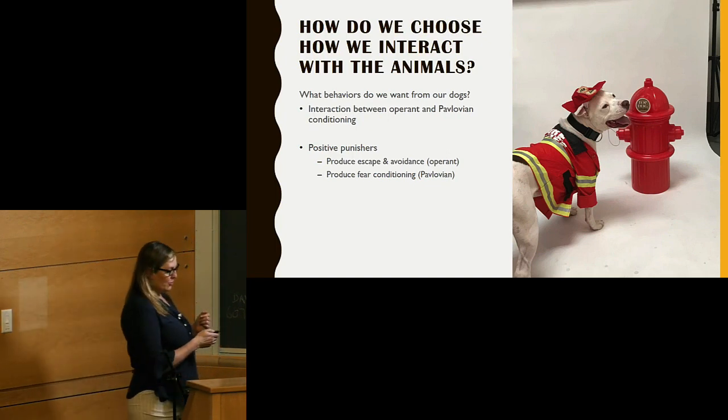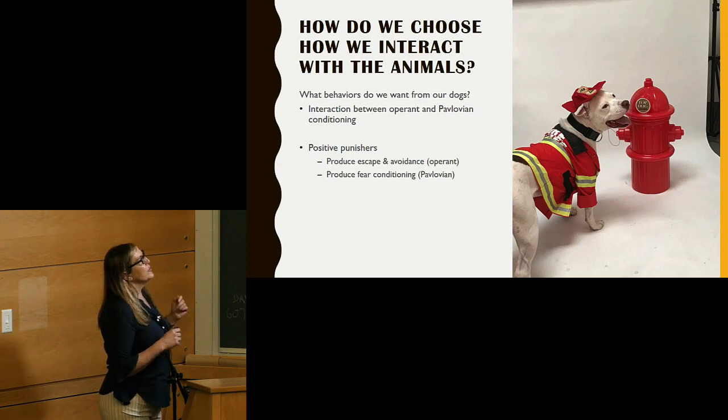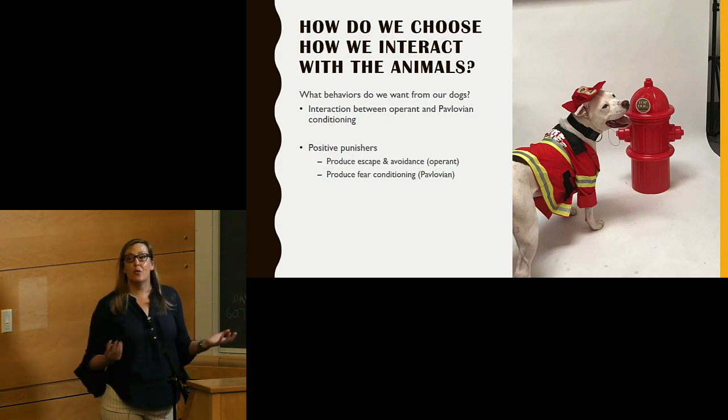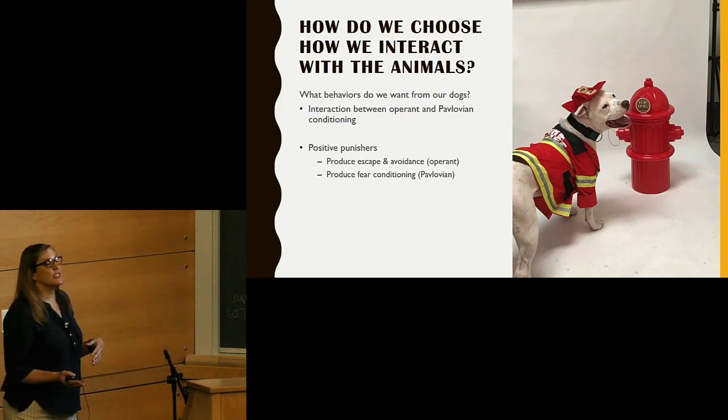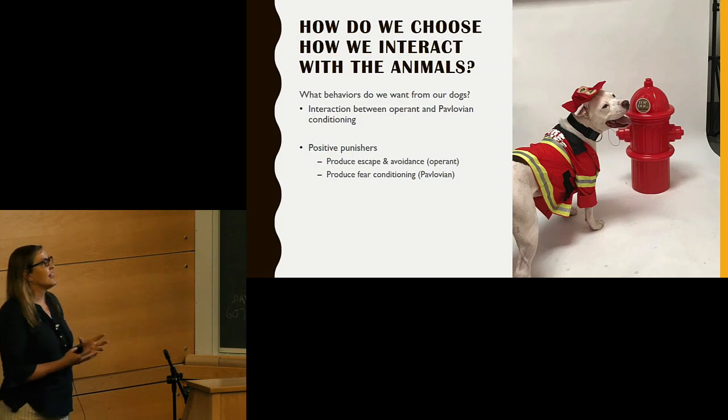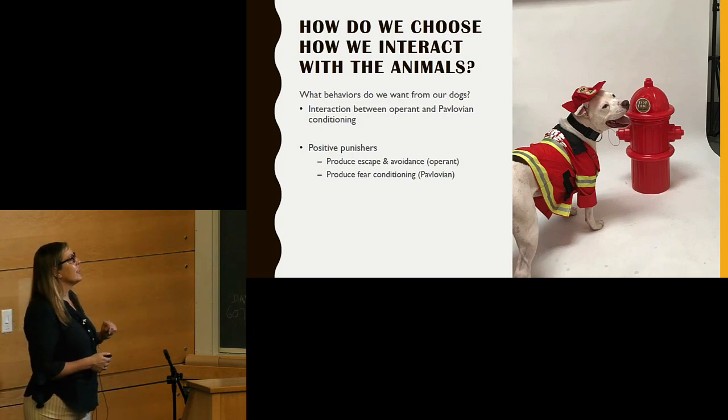So those positive punishers produce escape and avoidance behavior, which I don't want in my companion animals. I want them to hang out with me all the time, so I don't want them escaping or avoiding me. It also produces fear conditioning, and that escape behavior could be aggressive, right? That could be aggression that we're getting there.